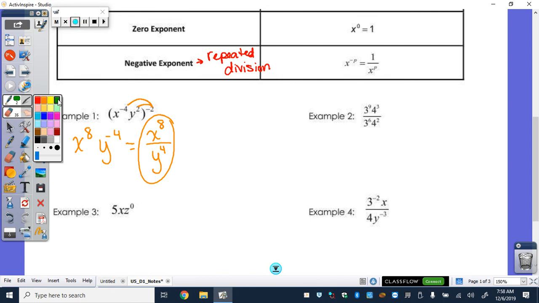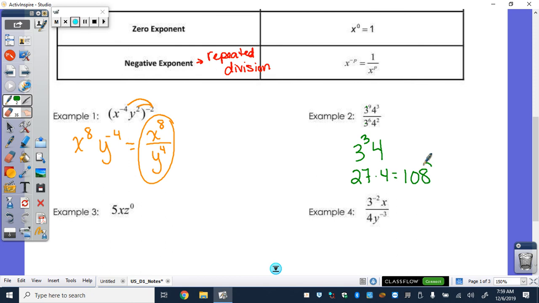Example 2, we got some division here. We've got this base of 3. So I subtract those exponents. 9 minus 6 makes it 3 to the 3rd. And then 4, it's going to end up being to the first power because 3 minus 2 is a 1. So 3 to the 3rd ends up being 27. Times the 4 gives us 108 as our final answer there.